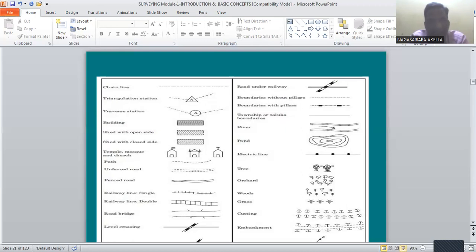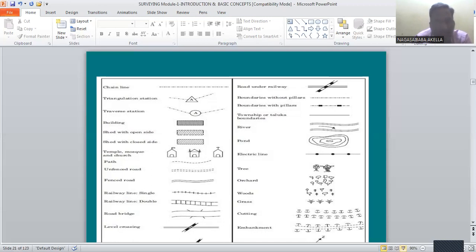Next, these are conventional symbols. So chain line is represented by a dotted line. On a drawing, a plan or a map, you have to use this type of conventional symbols to describe some details. Chain line can be represented like this, dotted line, dot dash, dot dash, dot dash. Triangulation station can be represented like this, a triangle. Traverse station can be represented like that, circle A.